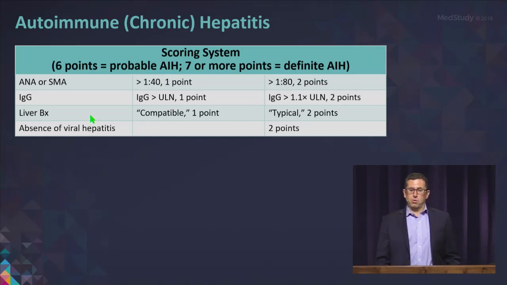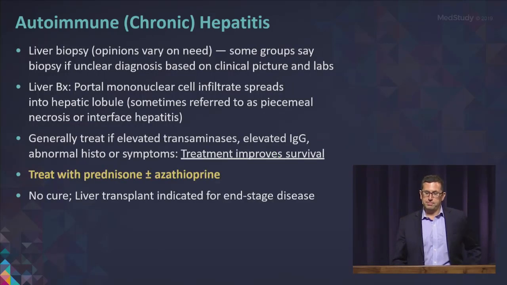This is just a slide showing a scoring system to try and figure out how likely it is that somebody has autoimmune hepatitis. So here's the ANA and the smooth muscle antibody. The higher the titer, the more points you get. IgG levels, if you have an elevated IgG, the higher the elevation, the more points you get. If the liver biopsy is more consistent, I mean, that's pretty obvious, you're going to be more likely to have autoimmune hepatitis. And if you don't have viral hepatitis, that's more points. So basically, you use this, and the more points you have, the more likely it is that you have autoimmune hepatitis.